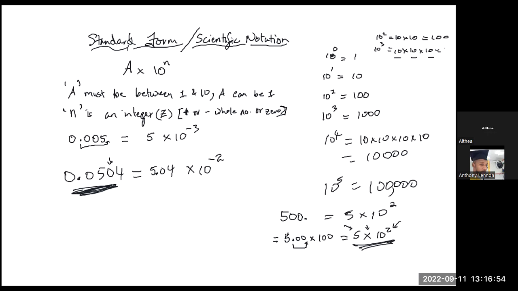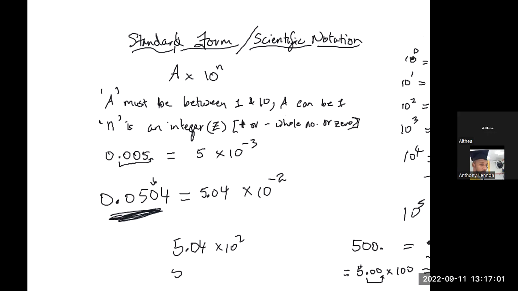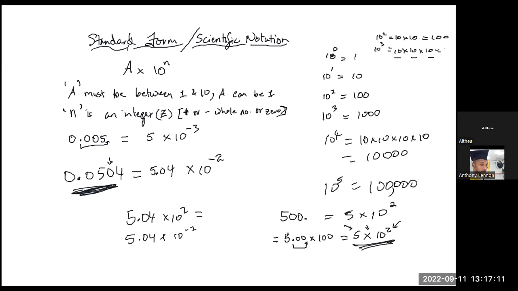You see, if it's positive, that is how you have to move to get back the original. For instance, let me show you something quickly. 5.04 times 10 to the second power, and 5.04 times 10 to the negative 2 power. With the positive power, if you want to get back the original number, you have to move the point to the right.